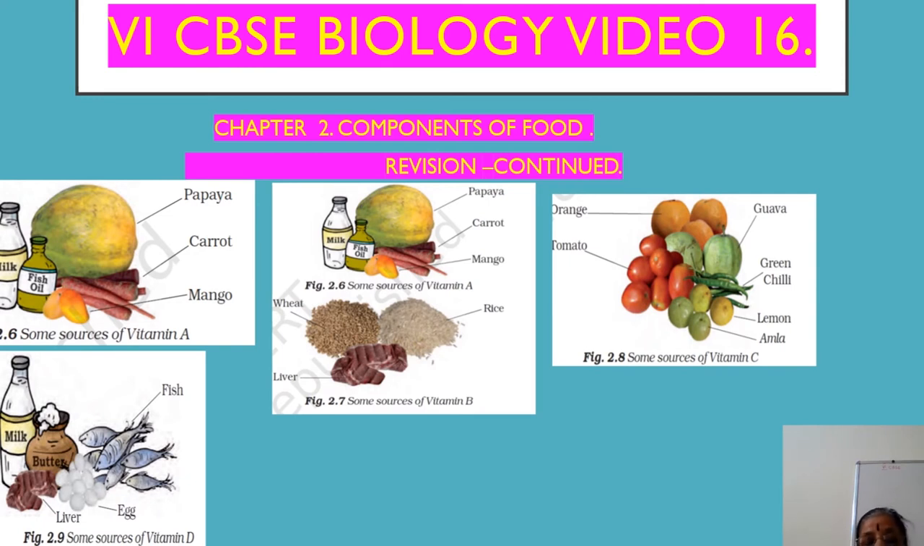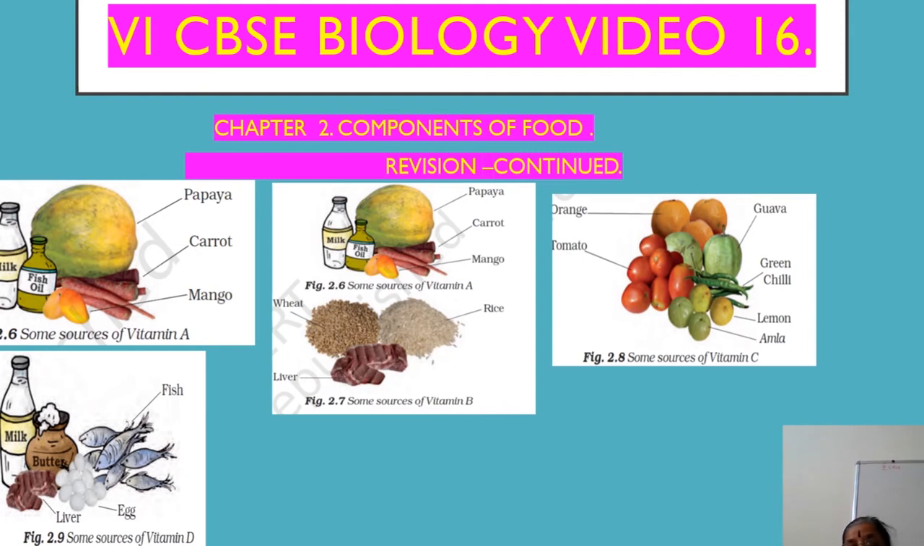Vitamin A, the sources are papaya, carrot, mango, fish oil and milk. These are the sources of vitamin A, right? And then vitamin B: rice, liver for non-veg people, wheat, milk, and fish. Sorry, that is vitamin A. This is vitamin B: wheat, liver, and rice. I hope you are able to follow this.